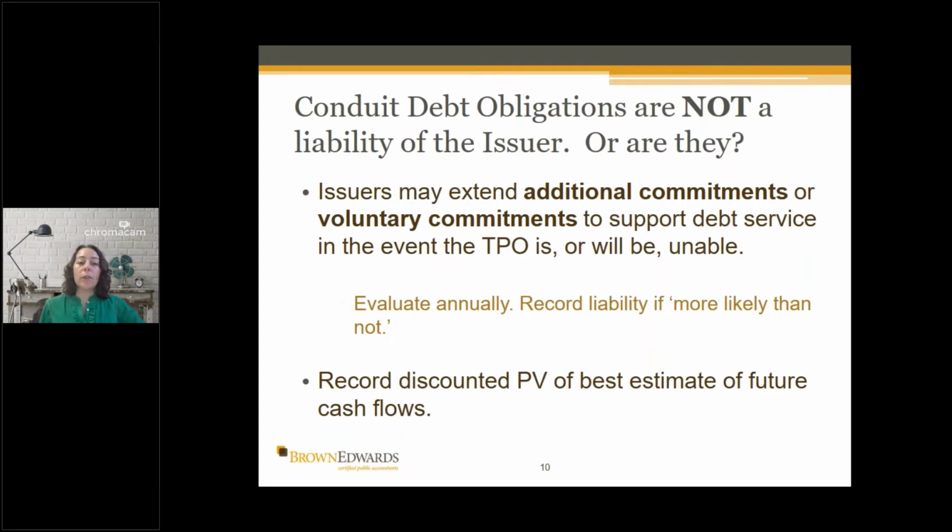The issuer should evaluate this annually and walk through the more likely than not qualitative factors. GASB lays that out in the implementation standard. And then if it's more likely than not the third party is or will be unable and there is going to be a commitment honored, then the issuer would record a liability. And they would record a liability using the discounted present value of the best estimate of future cash flows.